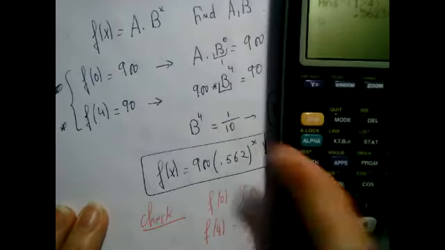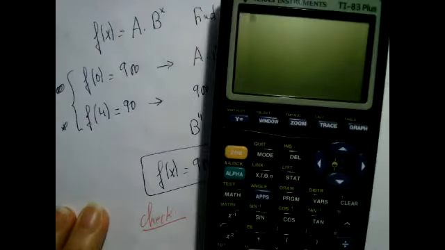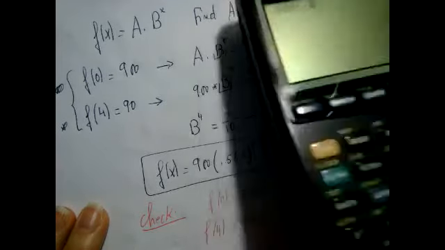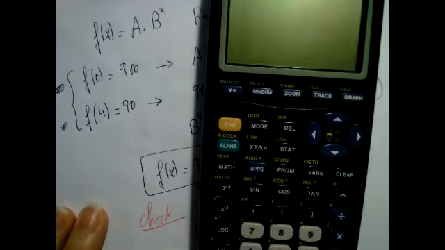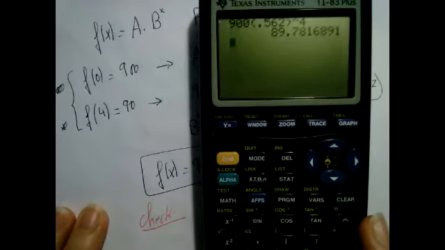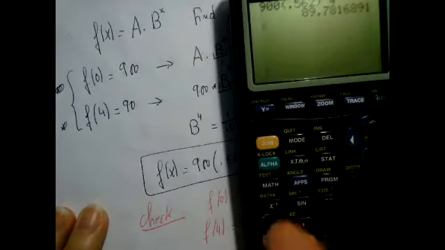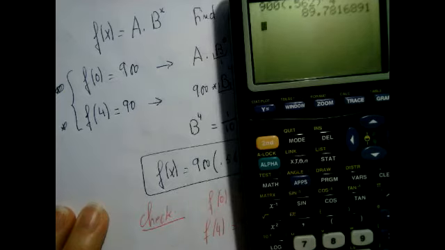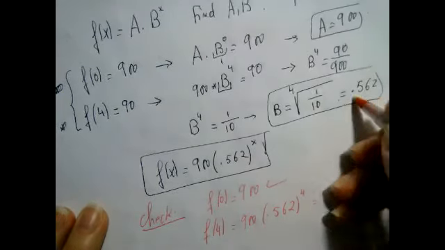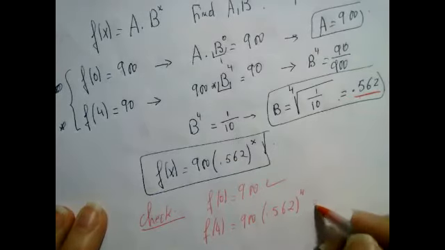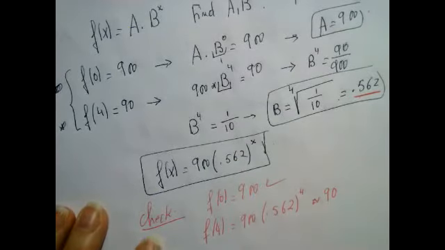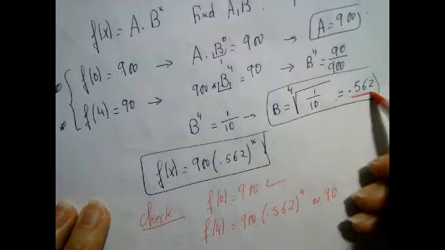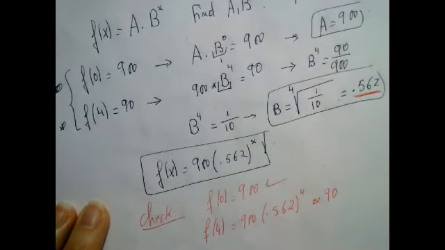And then I'm going to pick my calculator. I'm going to compute 900 times 0.562 to the power 4. I'm getting 89.78. The reason I'm not getting 90, as you realize, is that we rounded this a little bit. So this is almost 90. The reason we're not getting it exact is because we rounded to 3 decimals. If I had taken more decimals, I would get closer and closer to 90.